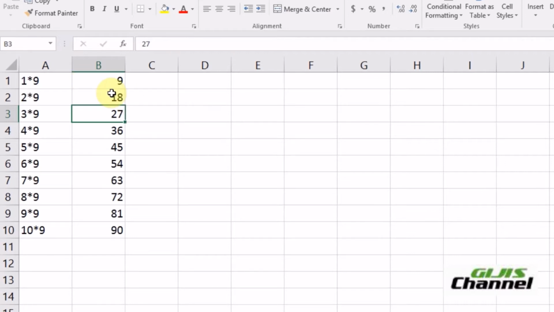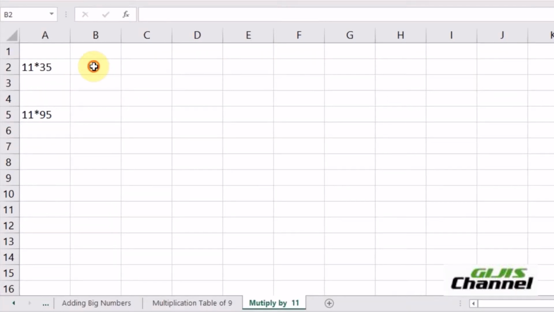1 times 9, 9, 2 times 9, 18, 3 times 9, 27, 4 times 9, 36, 7 times 9, 63, 8 times 9, 72, 9 times 9, 81, 10 times 9, 90. Let's see how to multiply a two-digit number with 11, only up to two-digit numbers.